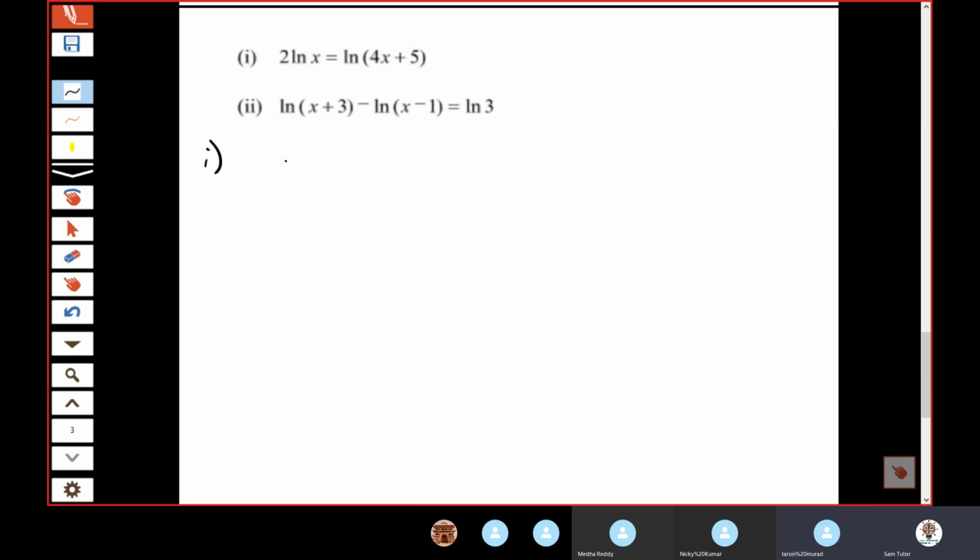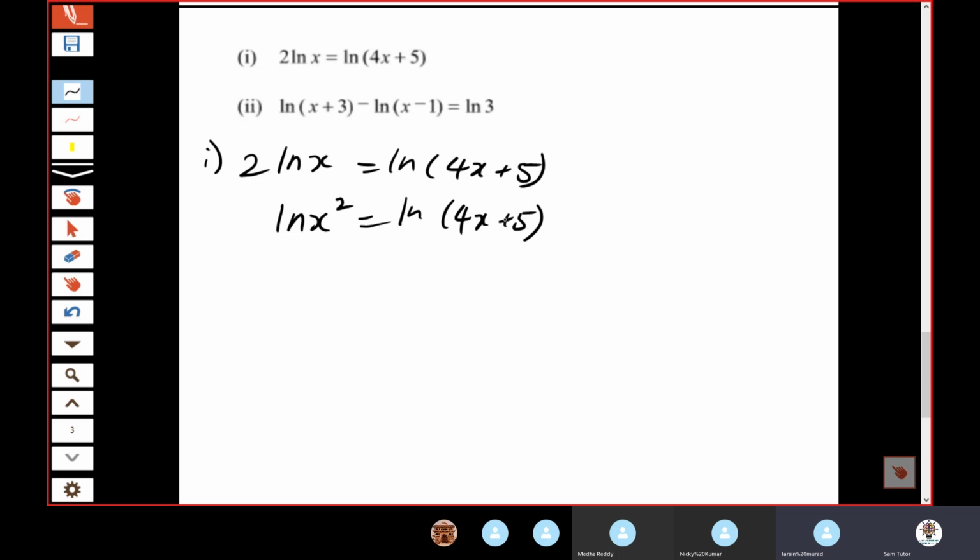I'll try it. Okay, go ahead. So 2 ln x equals ln 4x plus 5. Now, we would have liked to cross out the logs, but we can't because it has to be just a log of something equal to log of something. So I don't like this 2 here. What are you going to do? Make it the power. So it becomes log of x squared equals log of 4x plus 5. And then what do you do now? Cancel. Yep. Or bring it all to one side, then factorize.